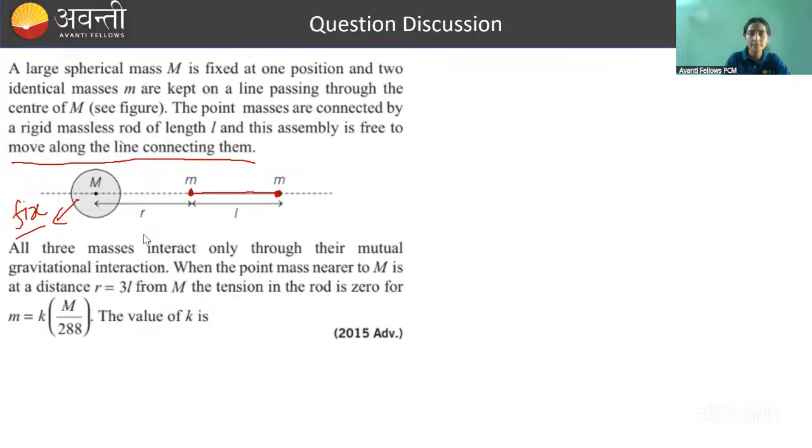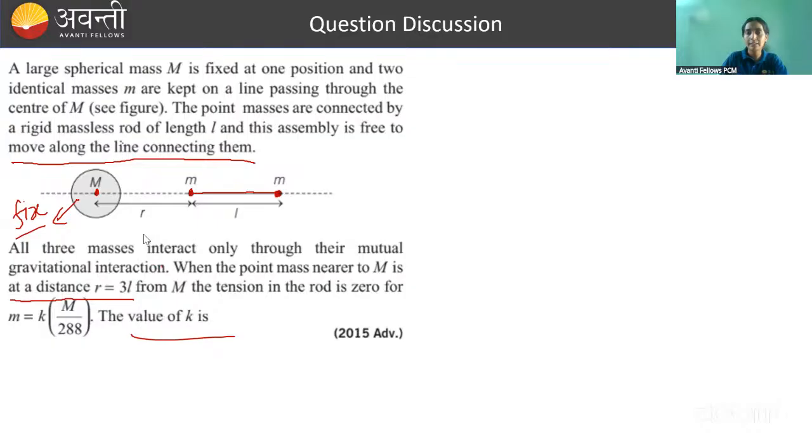When the point mass nearer to M is at a distance 3L from M, the tension in the rod is zero. For this value, the value of K is what? So tension in the rod is zero. अब आप खुद सोचो, tension rod में आता क्यों? You should just question this thing.